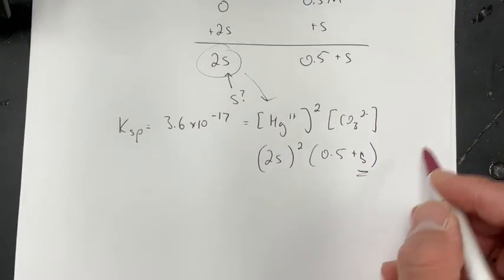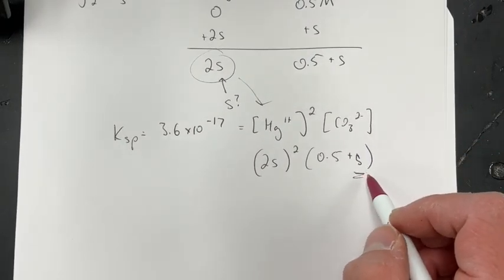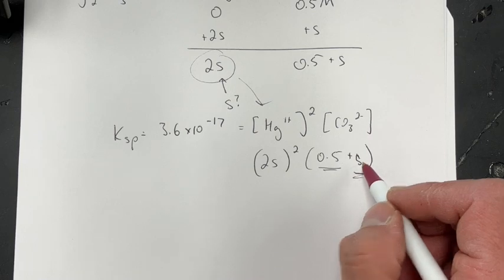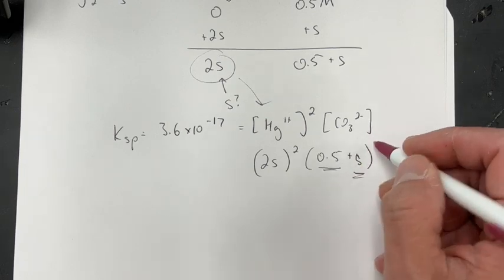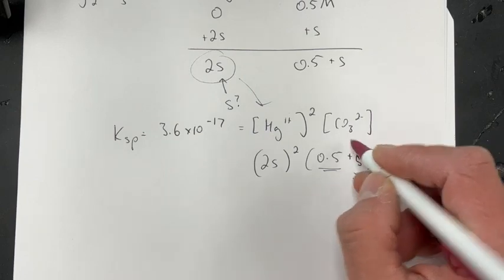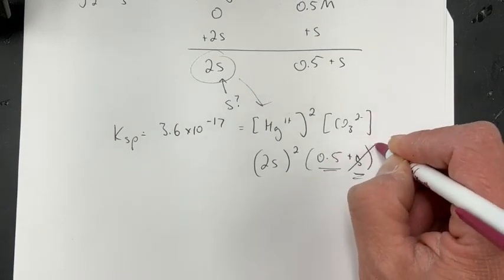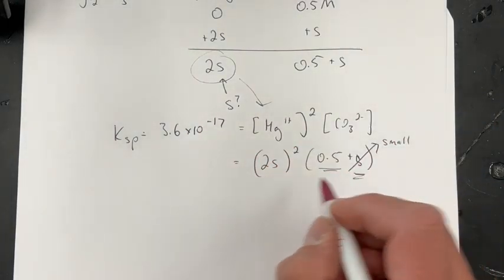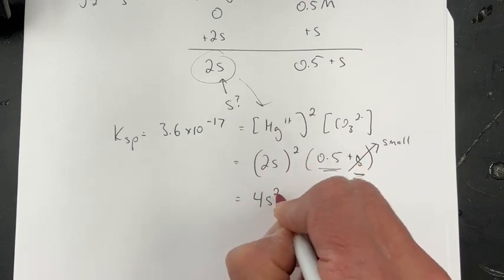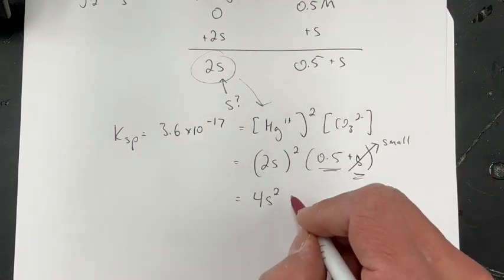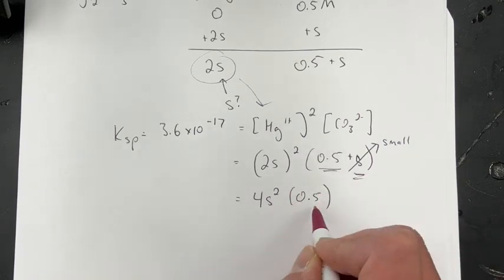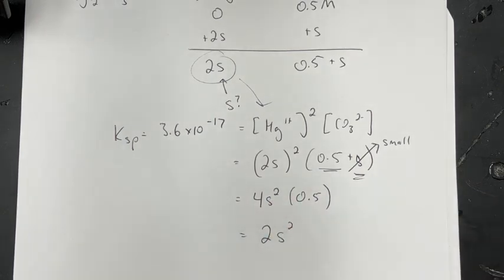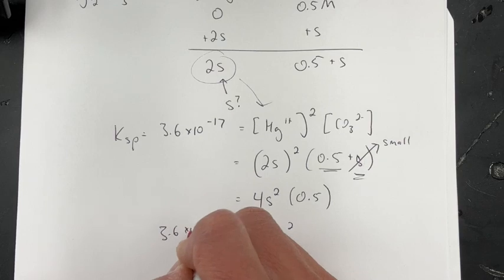But s, we know, is a really small number compared to 0.5. Is s sufficiently small? In most cases, yes it is, because this is going to be really, really small. This is 0.5, which is pretty big. So we're going to get rid of this. We're going to say this is small. So my math becomes simplified a little bit. So this becomes 4s squared. So I take 2s times 2s times 0.5, like that, which ends up being 2s squared, so 0.5 times 4. And that is 3.6 times 10 to the minus 17.